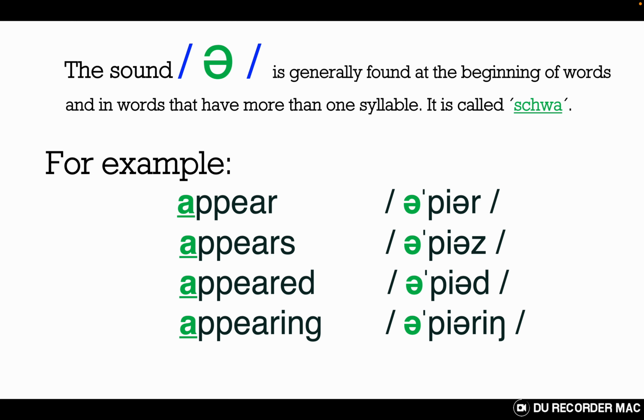It's not appear, it's appear. Appear, appears, appeared, appearing. Let's pronounce after me. Appear, appears, appeared, appearing. Let's continue.